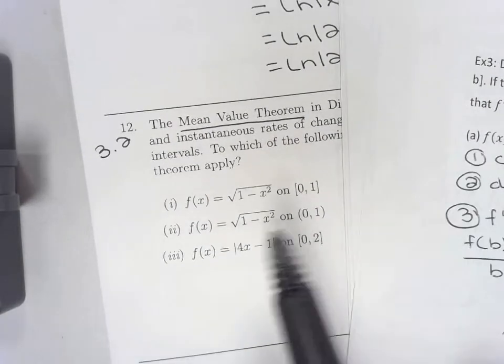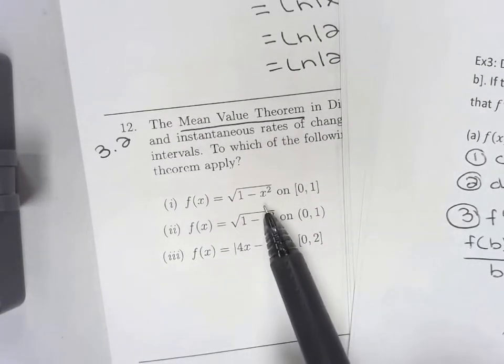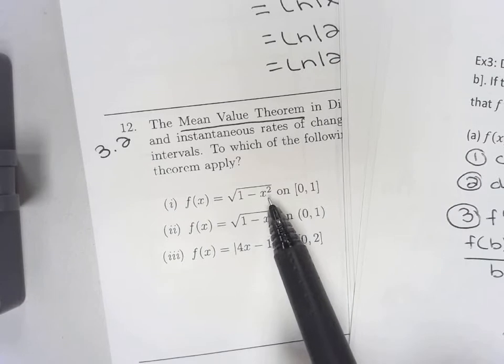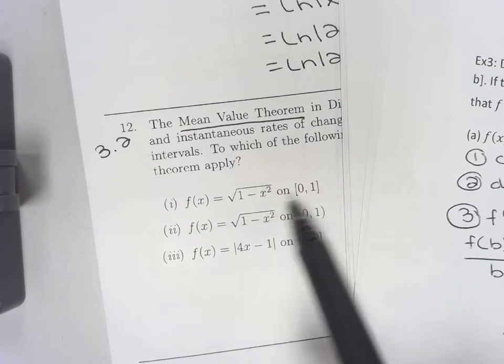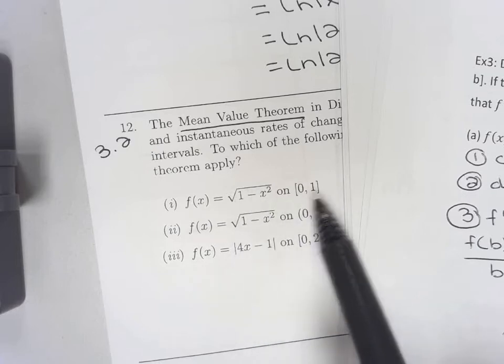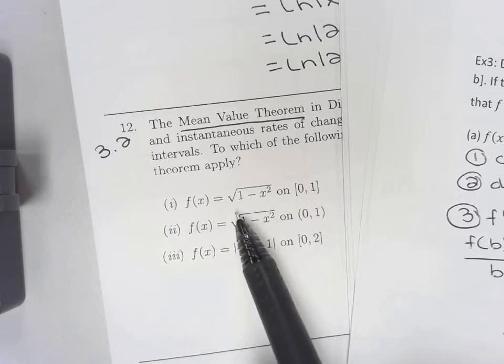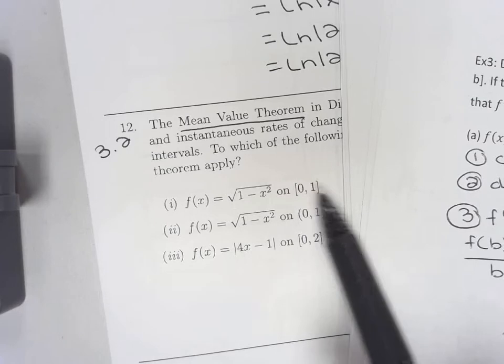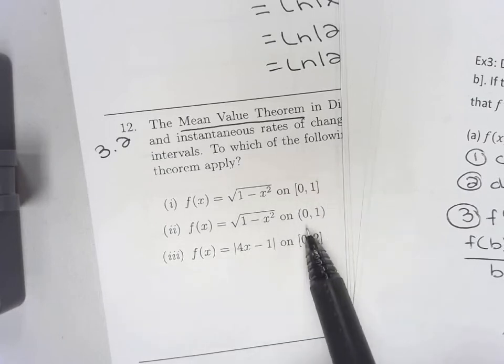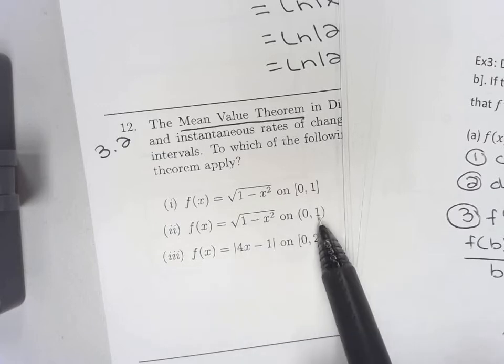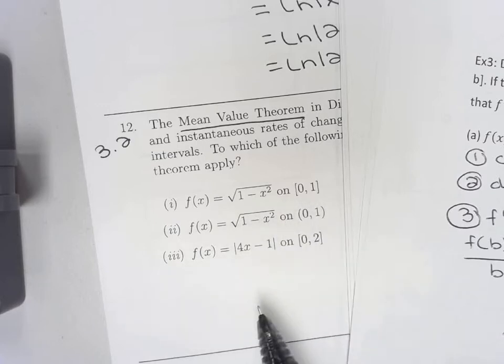I cannot take the square root of what? Negative. So if I think about the domain here, any value bigger than 1 will get me a square root of a negative. Will I get a square root of a negative between 0 and 1? No. I can plug in 0 and get 1. I can plug in 1 and get 0, so we're good so far with continuity. Second one, same sort of idea. We're good between 0 and 1.